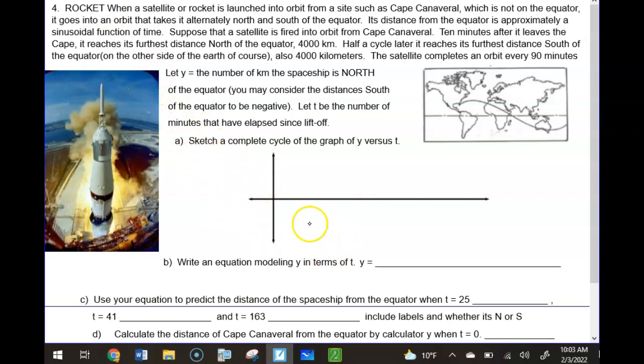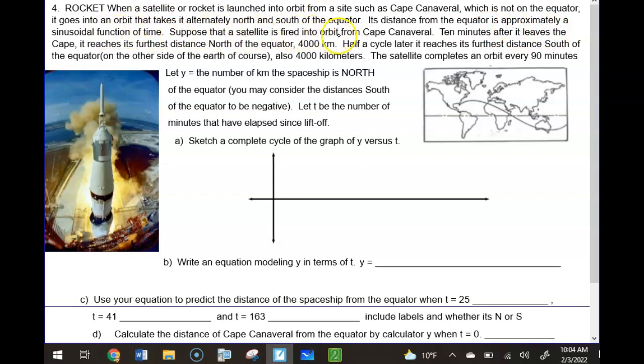Yep, good question. All you have to do on the quiz is it'll ask you one of these predict questions, not 4 of them, but one, okay? When a satellite or rocket is launched into orbit from a site such as Cape Canaveral in Florida, which is not on the equator, it goes eventually into an orbit where it alternates exactly the same distance north and south of the equator. Its distance from the equator is approximately a sinusoidal function of time.